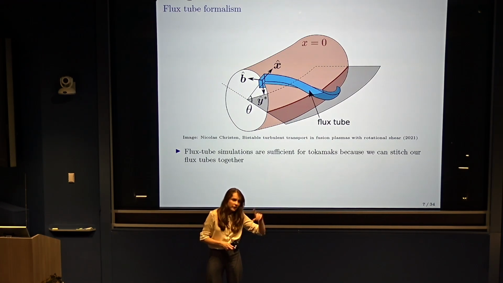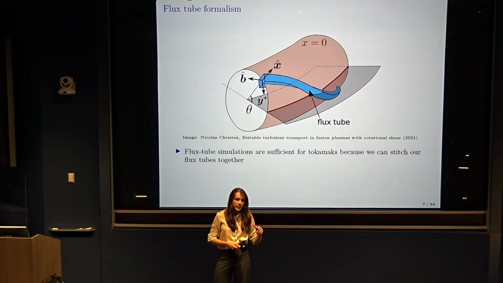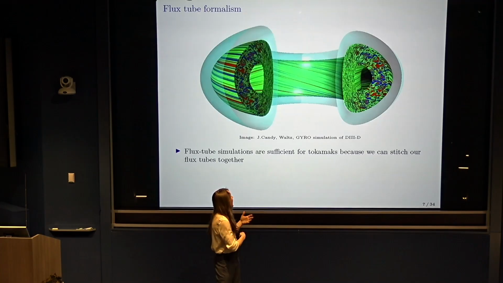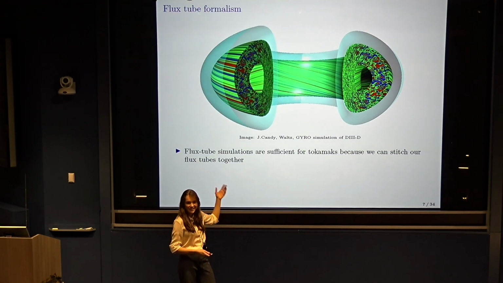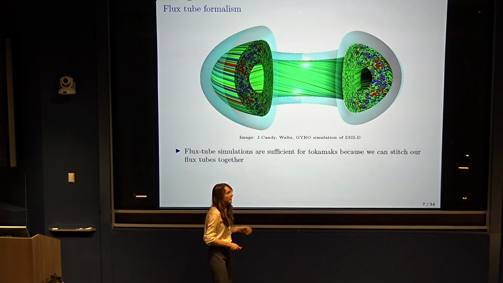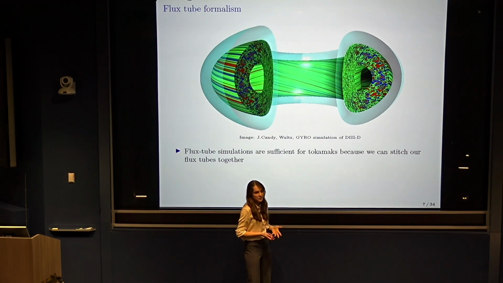I can say, well, all the other field lines look identical to this one. So I'm just going to stitch them all together and recreate the entire device. And then we get these really impressive looking images like this, which is actually done with flux tubes, but it looks lovely and global. So these are really great for axisymmetric devices because we can just stitch them together to recreate a device that we care about.